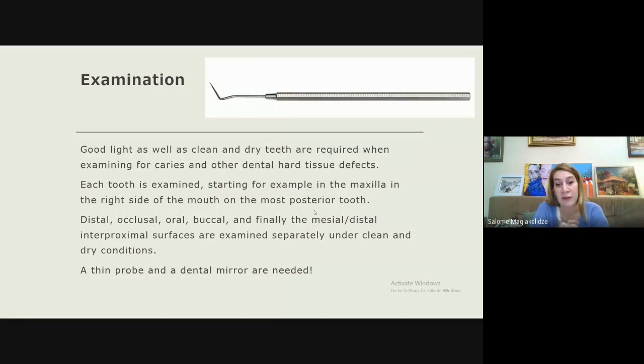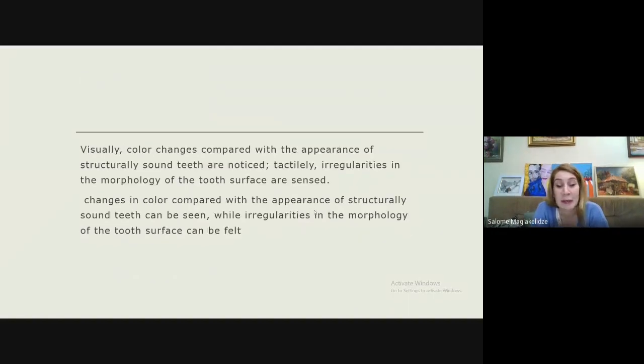For these surfaces, you always need a clear, dried condition, so you use the air dryer to dry the surface of the tooth. As I mentioned, the thin probe is perfect to explore the texture of the teeth, and a dental mirror is also needed for this.